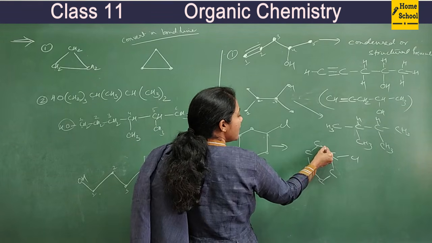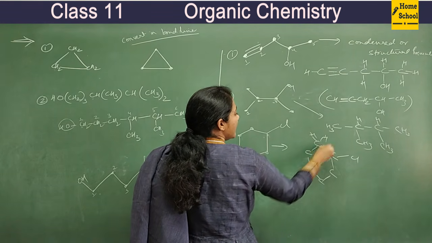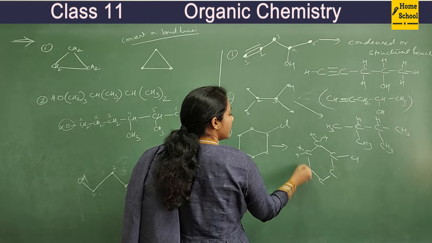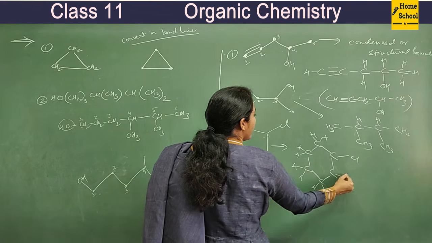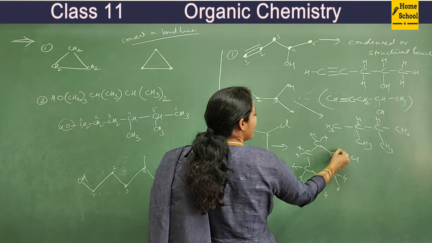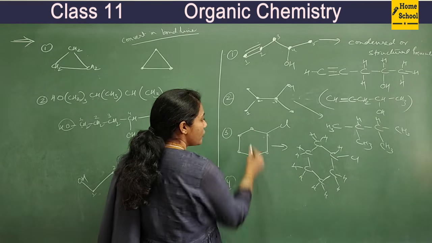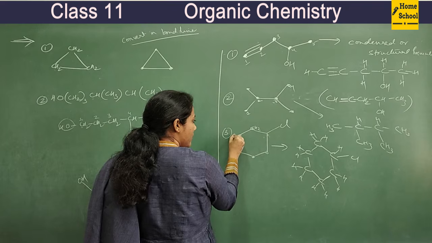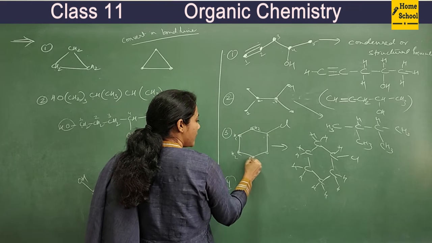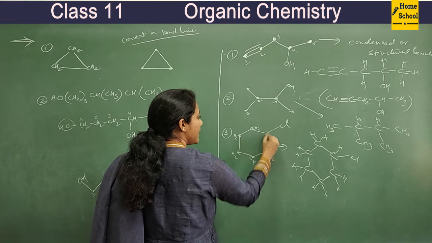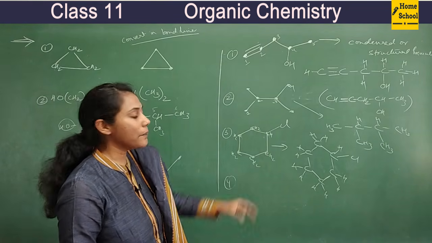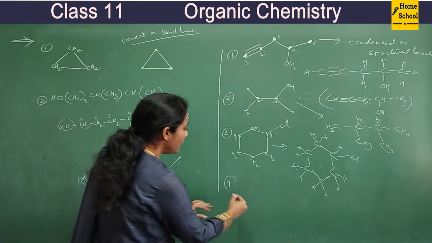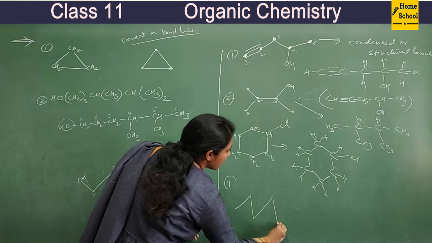This carbon already has 2 bonds, so 2 hydrogens. And this carbon, 2 hydrogens. This carbon, 2 hydrogens. Here also 2 hydrogens. Here also 2 hydrogens. But here only 1 hydrogen. Right? So actually this is CH2, CH2, CH2, CH2, CH2, CH. Right? So that is the half condensed formula of the cyclic compound.